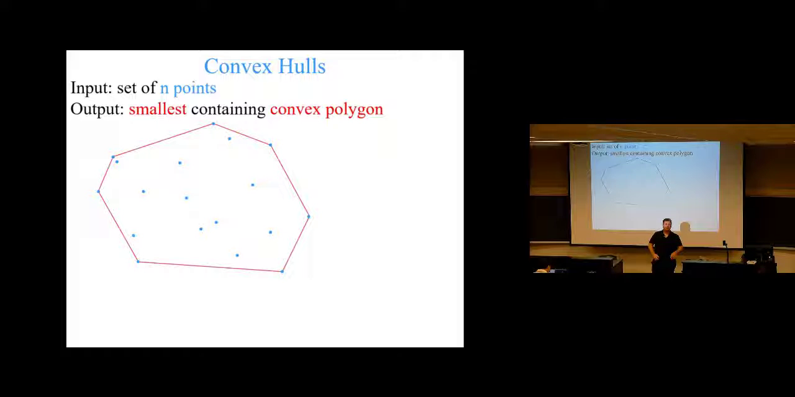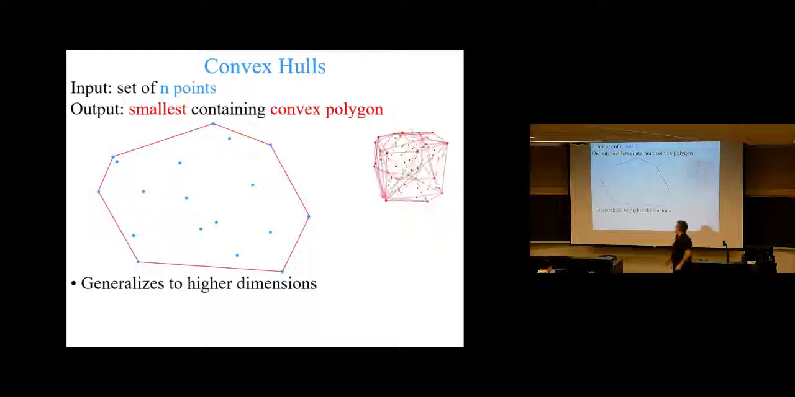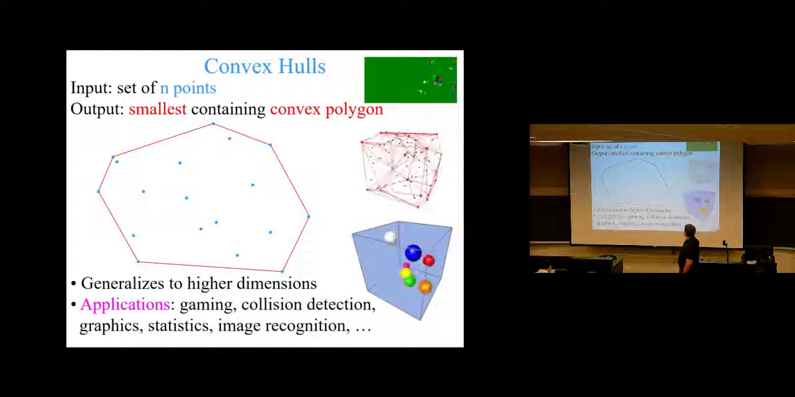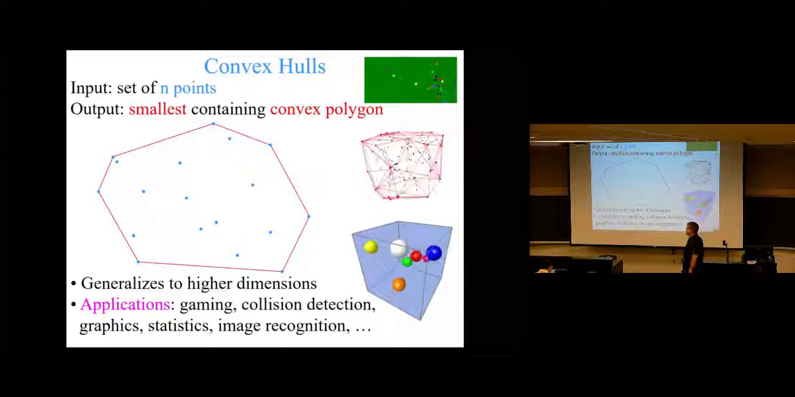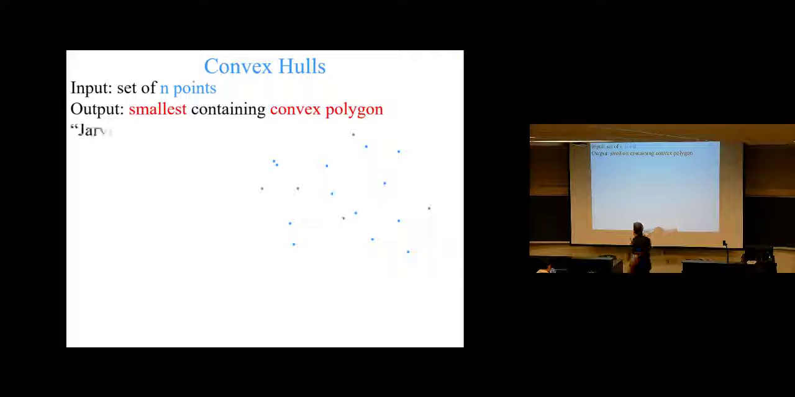Okay. So last time we talked about convex hulls. The convex hull of a point set is the smallest convex polygon, or more generally high dimensional polytope, that contains all the points. It's generally the shape of the point set. The interior points are eliminated, and you only have the exterior convex hull points. It generalizes to arbitrary dimensions, has lots of applications, like gaming and simulation, and it's a very ubiquitous problem.